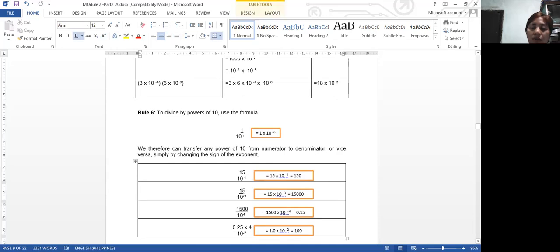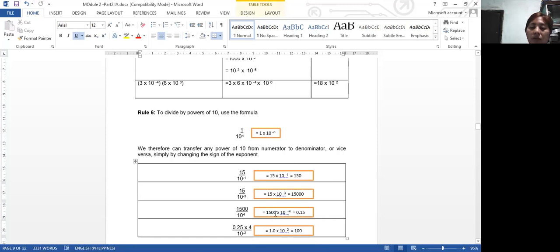So here, 15 over 10 to the negative 3 will become positive. That is according to the rule. So that's why we have here 15,000. So 1,500 over 10 to the fourth, then it will become negative.